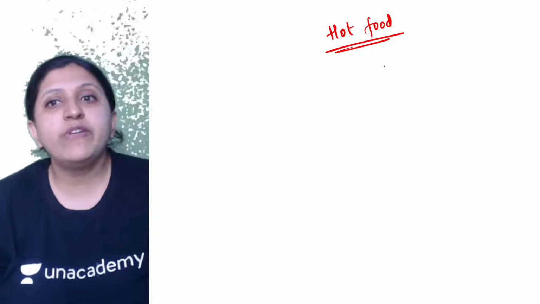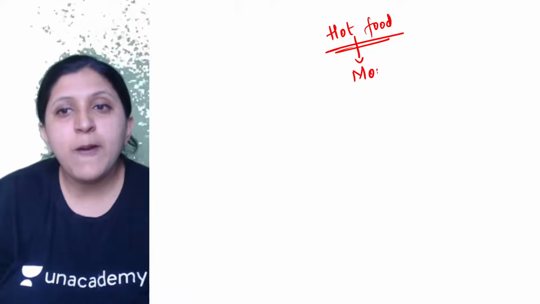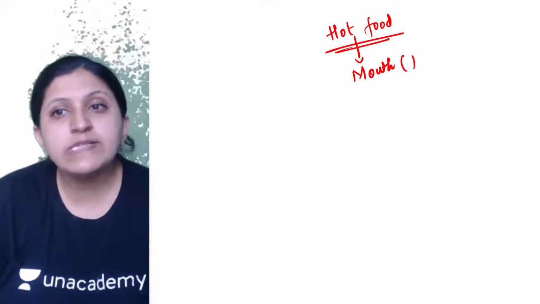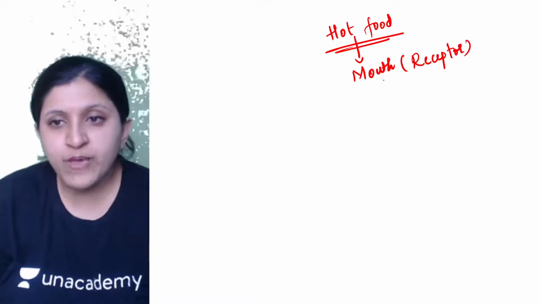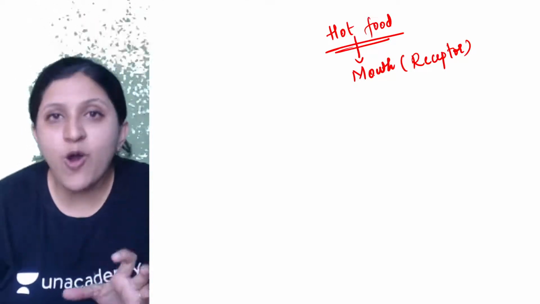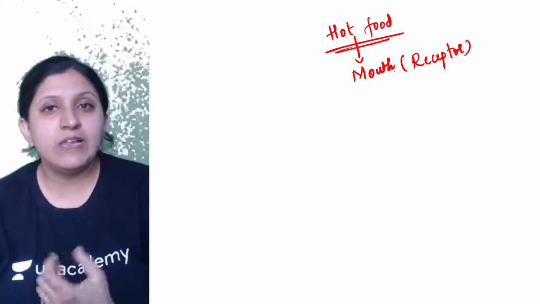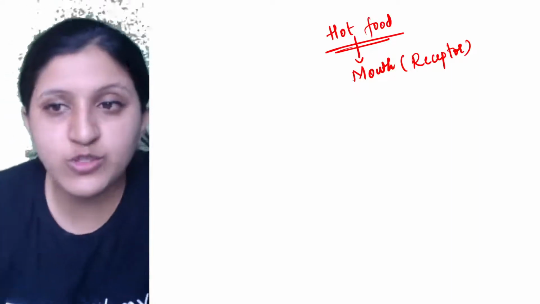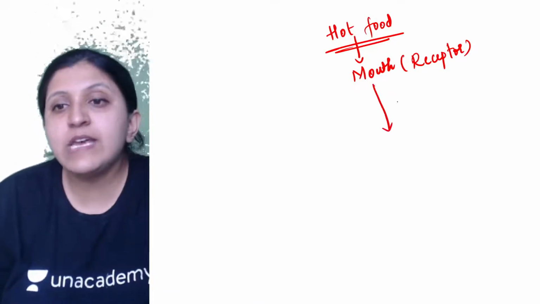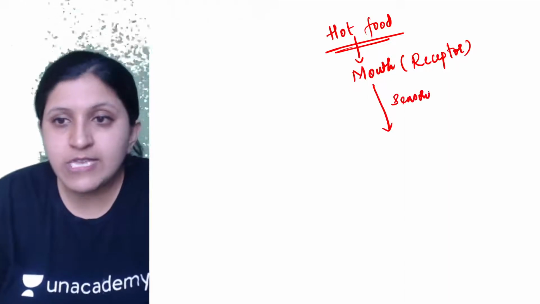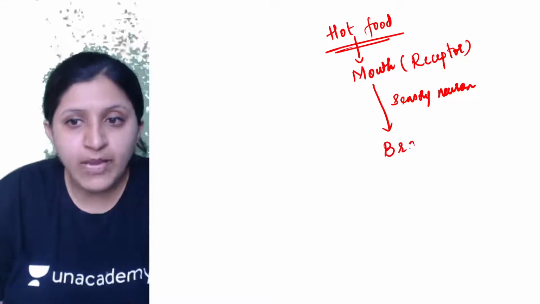Now what will happen? You take this hot food into your mouth. Your mouth has the receptors, so receptors are there for this hot food. Now this food is hot, so this signal, that the food is hot, has to go to the brain. That is going through the sensory neuron. So here the sensory neuron is playing a role where it will take the information to the brain.